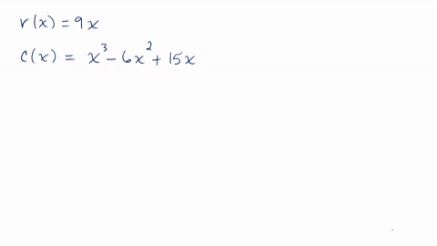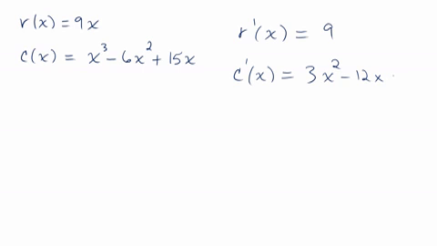Maximum profit occurs when marginal revenue equals marginal cost. Remember that marginal means first derivative. So let's find marginal revenue. R prime of x, or the derivative of the revenue function, would just be 9. And the marginal cost function would be the derivative of cost, which would be 3x squared minus 12x plus 15.